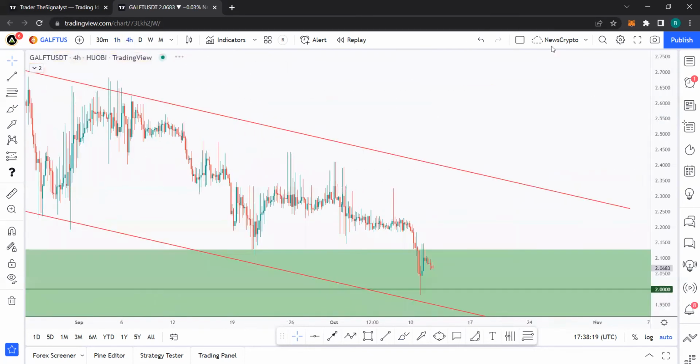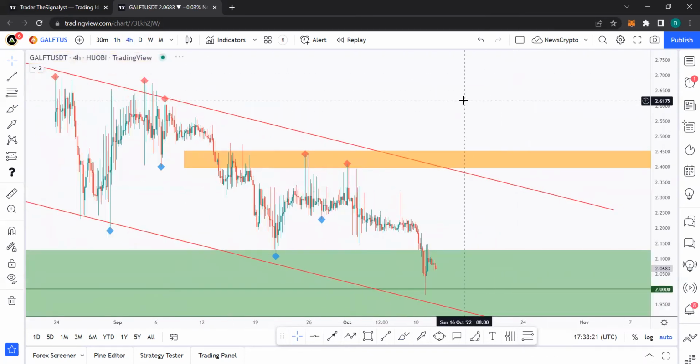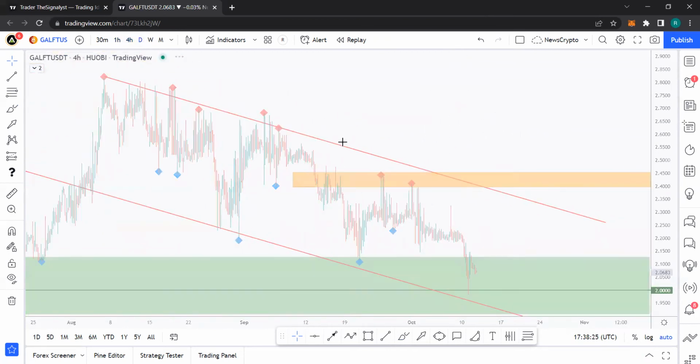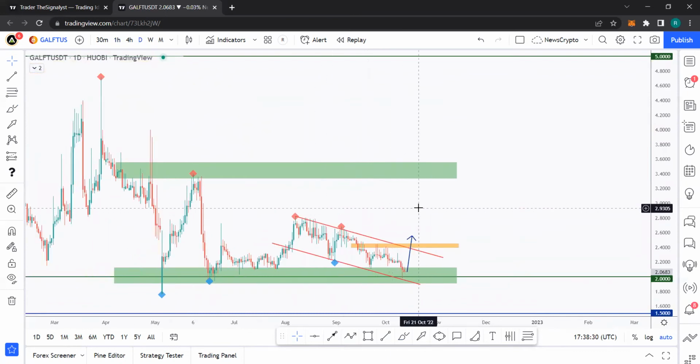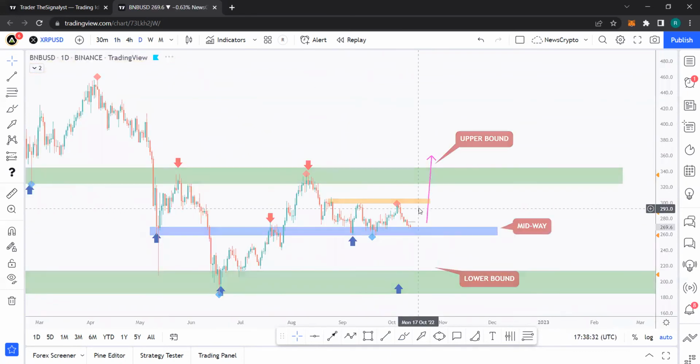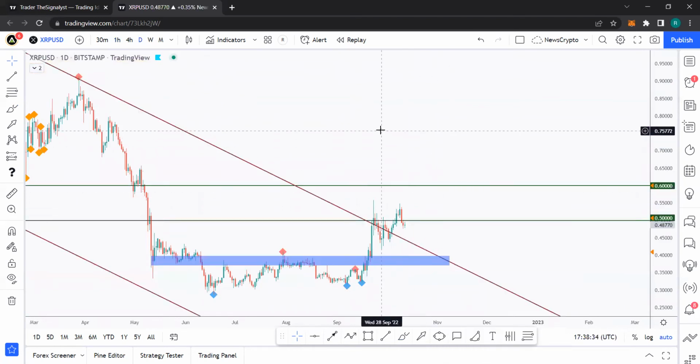Since you are here, long story short, we'll be waiting for the boost to take over. We are still waiting for the boost to take over by breaking above this high. So no updates for now. BNB done. Let's go to XRP.